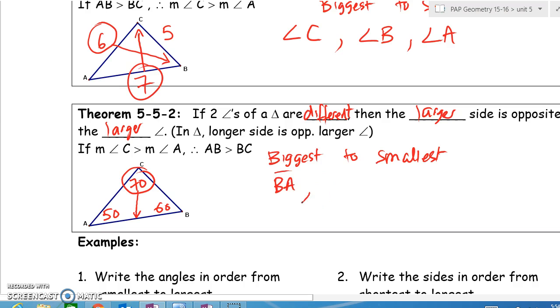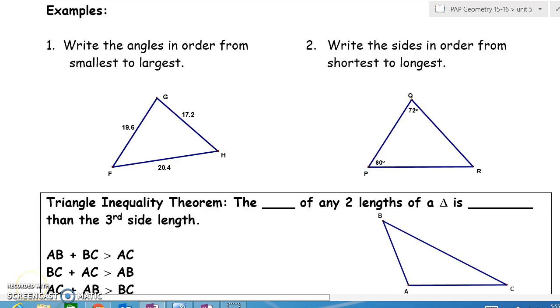What's the next largest side? Well, the next largest angle is 60, and opposite 60 is over here. So that's C. And then the final remaining side that we haven't talked about is BC. And so they are in order. Look how simple this question is.